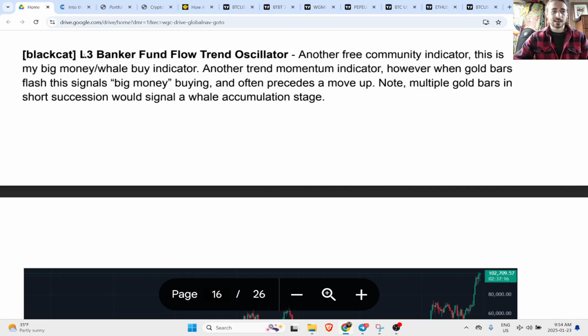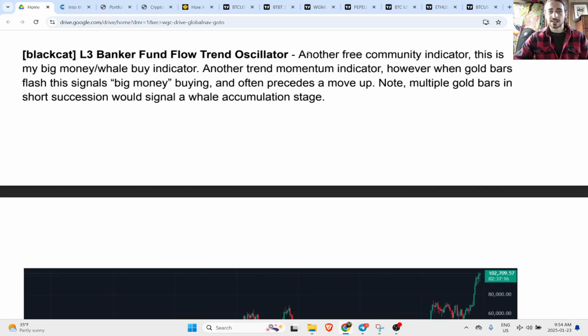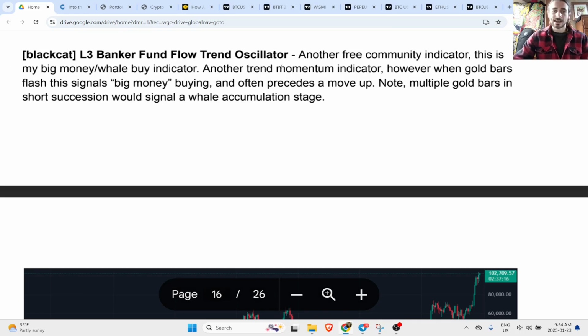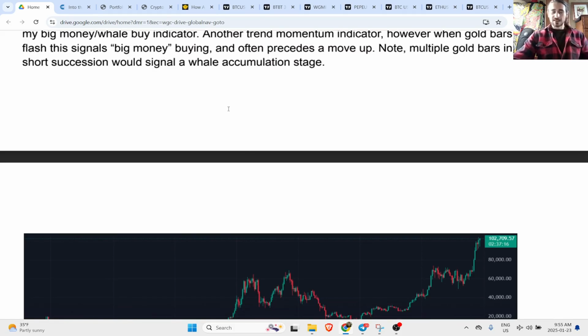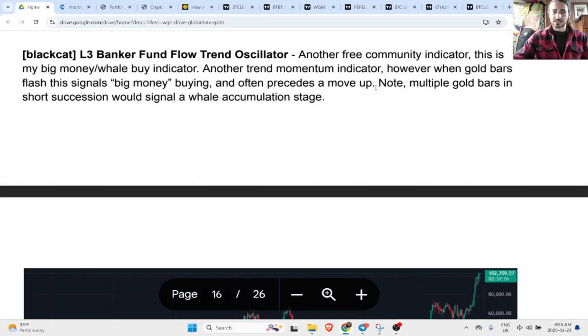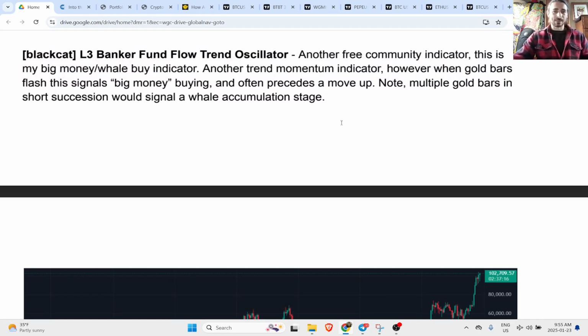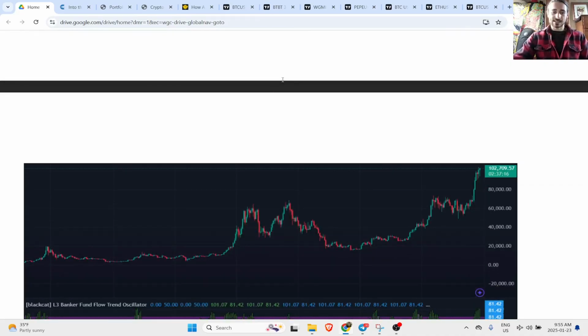Moving on, we see our L3 Banker Fund Flow Trend Oscillator. So another free community indicator. This is my big money or whale buy indicator. It's also similar to the RSI, gauges trend, and then flashes these gold bars when there's substantial buying, or big buys stepping in. Generally, these gold bars do precede moves up. The more gold bars we have stacked together, the more it signals that big money has conviction at those prices.